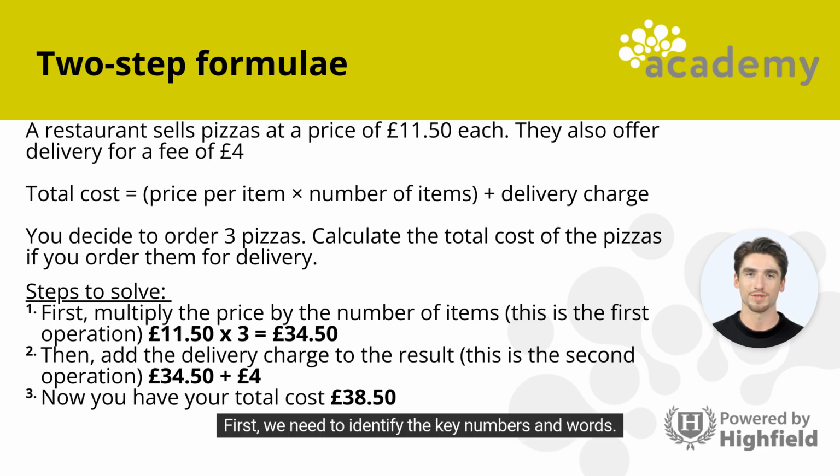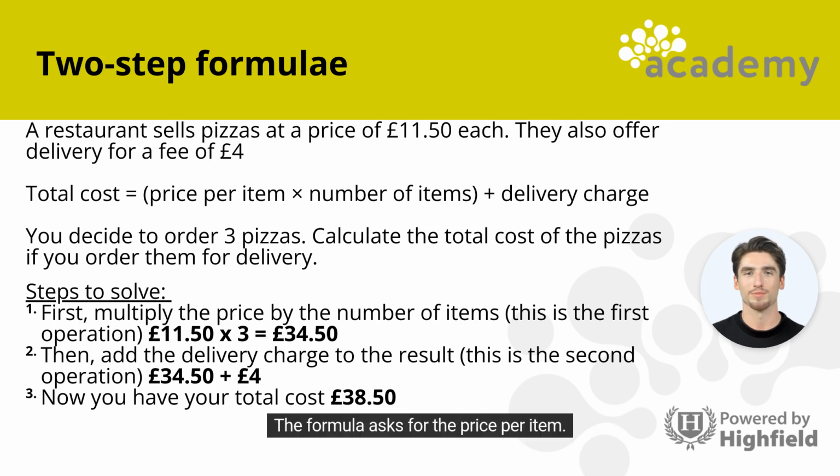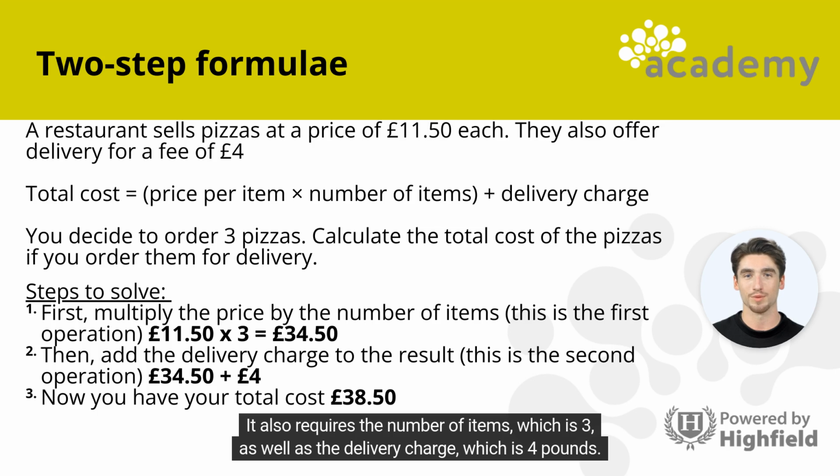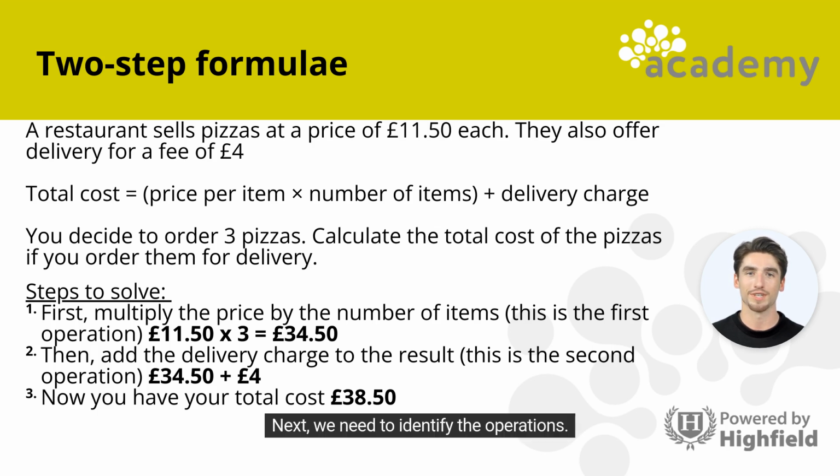First, we need to identify the key numbers and words. The formula asks for the price per item. Each pizza costs £11.50. It also requires the number of items, which is 3, as well as the delivery charge, which is £4. Next, we need to identify the operations.